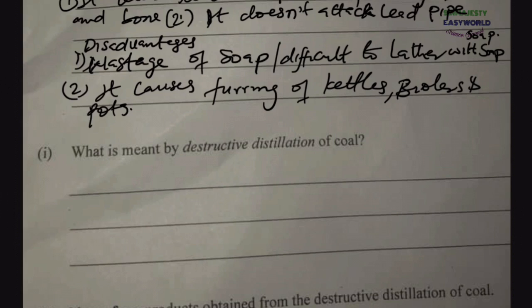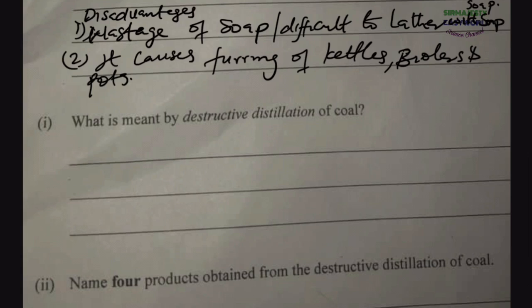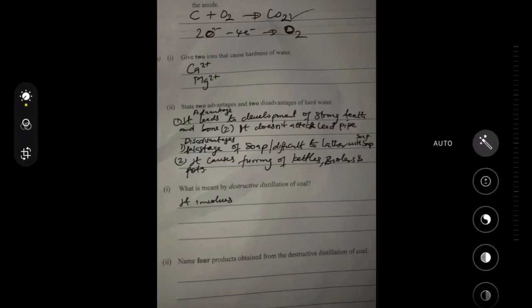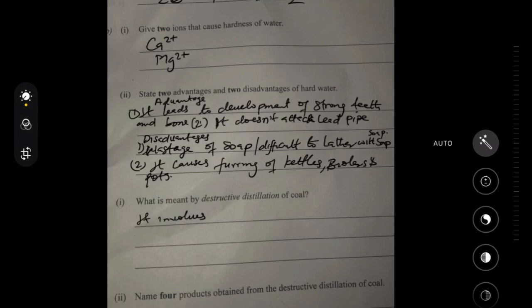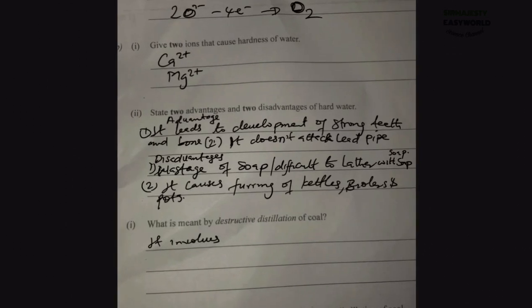What is meant by destructive distillation of coal is the process of separating the constituents of coal by application of heat, and by so doing the coal is destroyed. It involves just the separation of the constituents of coal by heating. So in destructive distillation of coal, coal is heated in the absence of air. Yeah, let's put it that way.